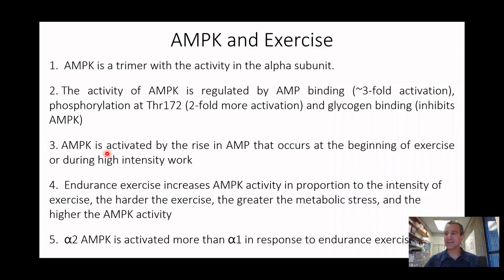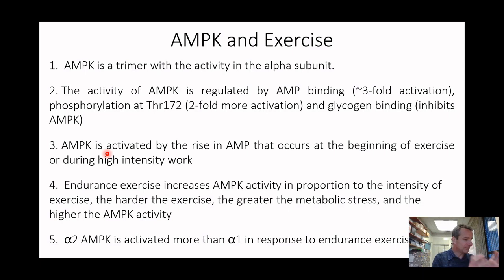AMP kinase is activated by the rise in AMP that happens at the beginning of exercise or during really high intensity work when we're using ATP faster than we can regenerate it. And endurance exercise increases AMP kinase activity in proportion to the intensity. So AMP kinase, really the alpha 2 subunit, is coding the intensity of your exercise.